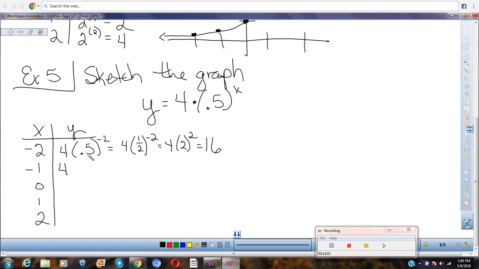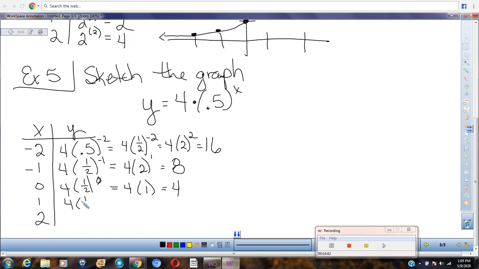How about this one? We have 4, and again, I'm going to write that as 1/2 to the -1. If you use your calculator, you can put in a decimal. That's fine, because when you're plotting it, a decimal works just as well. A negative exponent here is going to flip our fraction over. So we have 4 times 2 to the +1, or 2 to the 1 is 2, times 4 is 8. How about 4 times 1/2 to the 0? Well, anything raised to the 0 power is 1. So we have 4 times 1, which equals 4.